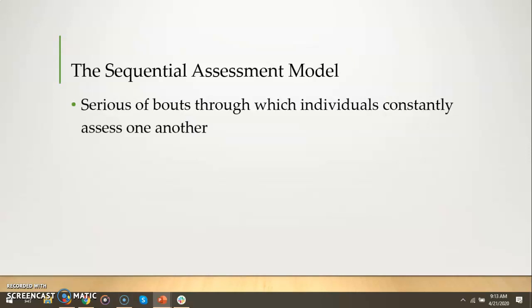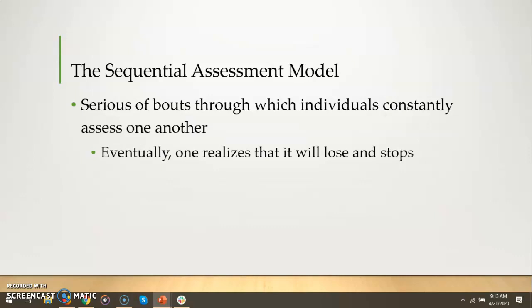So the lower ranking are constantly kind of poking the higher ranking to see if there's any signs of weakness, to see if there's any sign that a fight might actually make sense. And there may even be actual fights, small fights, low stakes, probably not a lot of cost in comparison to the benefit of knowing exactly where that individual stands. Until eventually one of the combatants will realize that it will lose this fight. And because it will lose this fight, there's no real reason for it to keep going. And it will stop poking the bear, as it were.